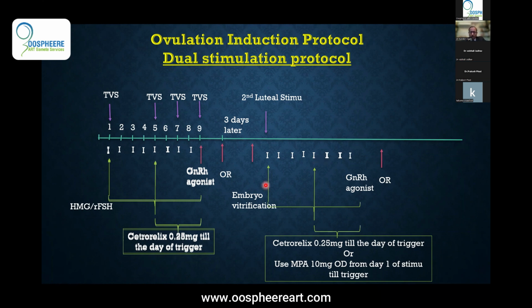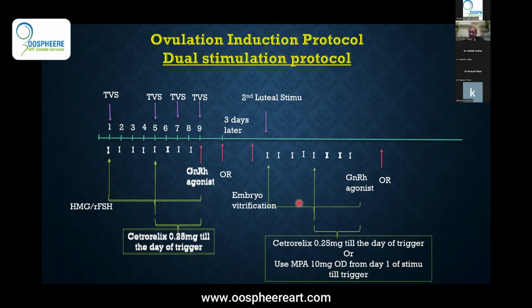Now, you also have two more options. Remember, the first part is absolutely going to be the same. In the second part, you know that there is progesterone in the circulation because of the luteal phase. So sometimes you don't need an antagonist to be given.